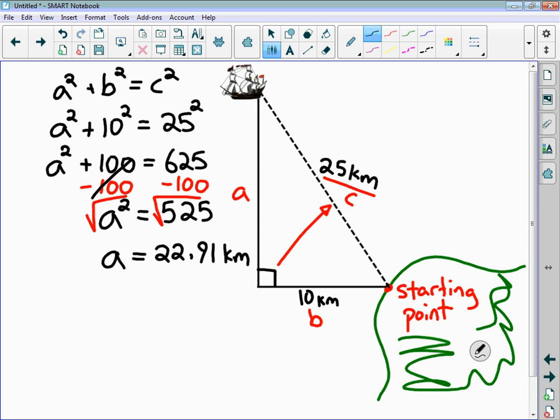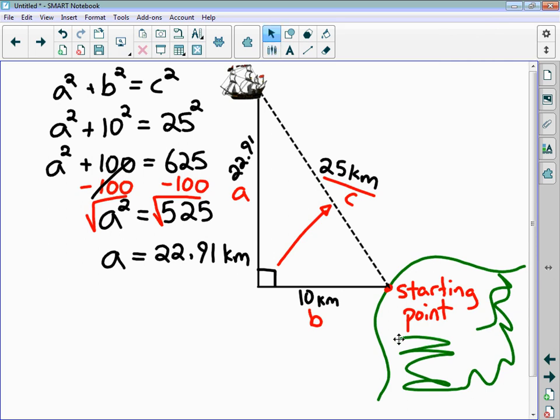Now we can look at our picture here, and if a is 22.91, does that make sense? Well, it cannot be larger than c. A cannot be larger than c, and it isn't. The hypotenuse is 25, so it's still the largest number. Our number shouldn't be bigger than that. And it also isn't smaller than 10. Based on our diagram here, it should be larger than 10. So that number makes sense. So we probably did it right.